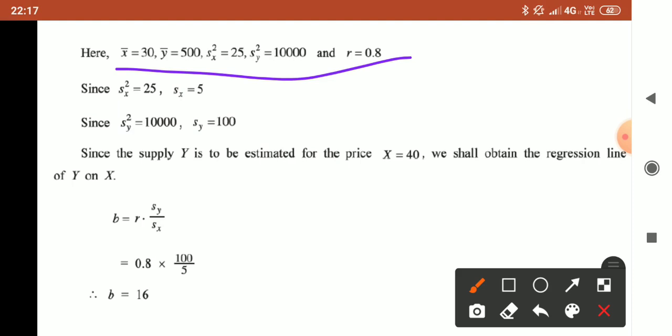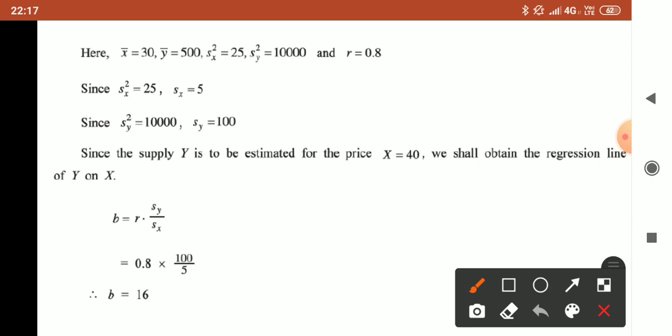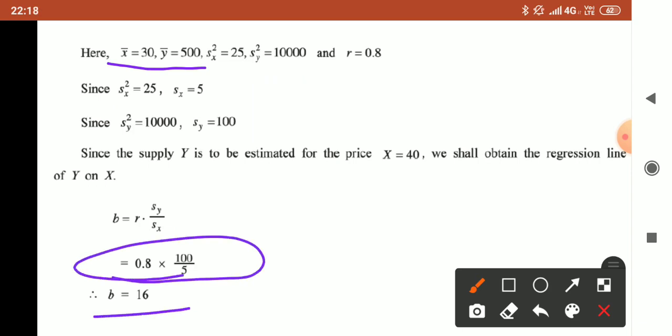So here they have mentioned, see, sx square is 25, so your sx will be 5. sy square is 10,000, so your sy will be 100, as I have already told you. Now your first step will be to find x bar and y bar, but here you have been provided x bar and y bar, so we will not write it again. So my next step will be to find b. So what is the formula? b equals r into sy upon sx. So we will put the values and find b. I'll get the answer b equals 16.